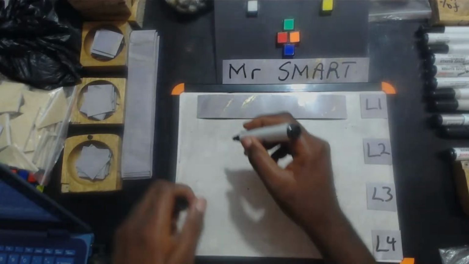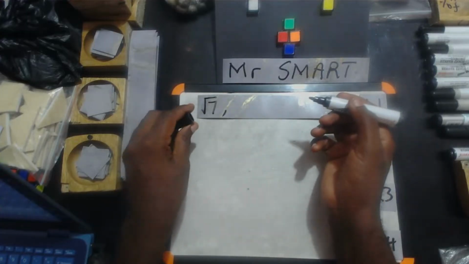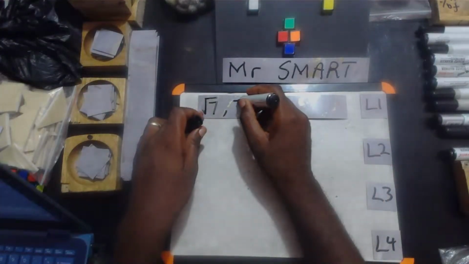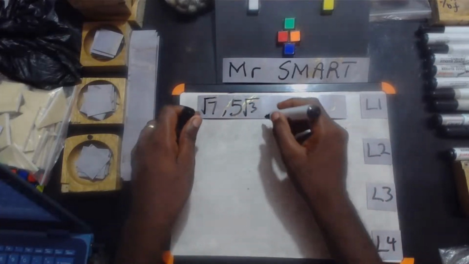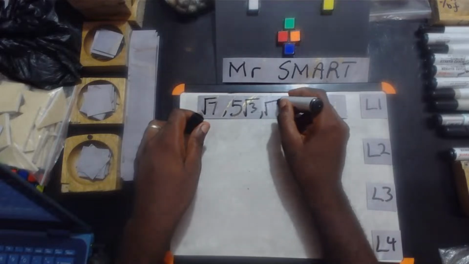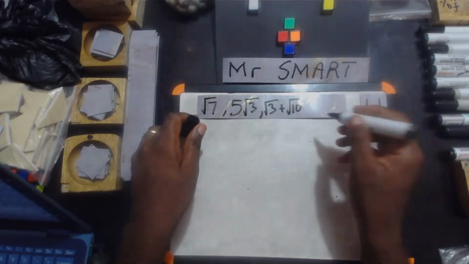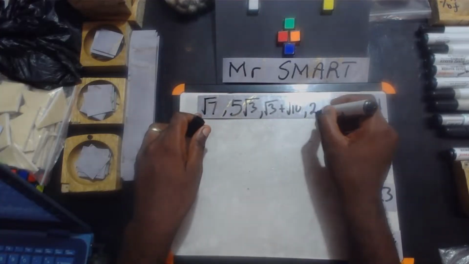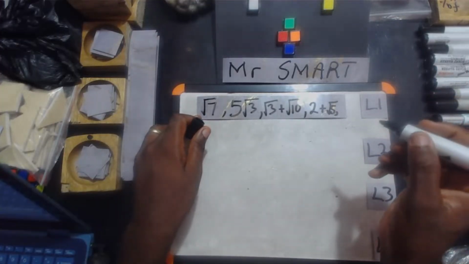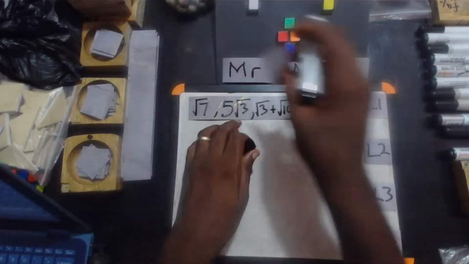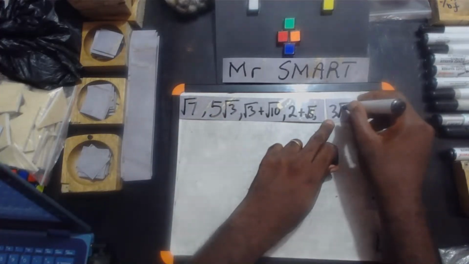So I'm going to give you the examples. Here, square root of 7 is the first one. Next one is 5 square root of 3. The next one is square root of 3 plus square root of 10. And then we have 2 plus square root of 5. And finally, let's squeeze in one last one, which is 3 square root of 2.